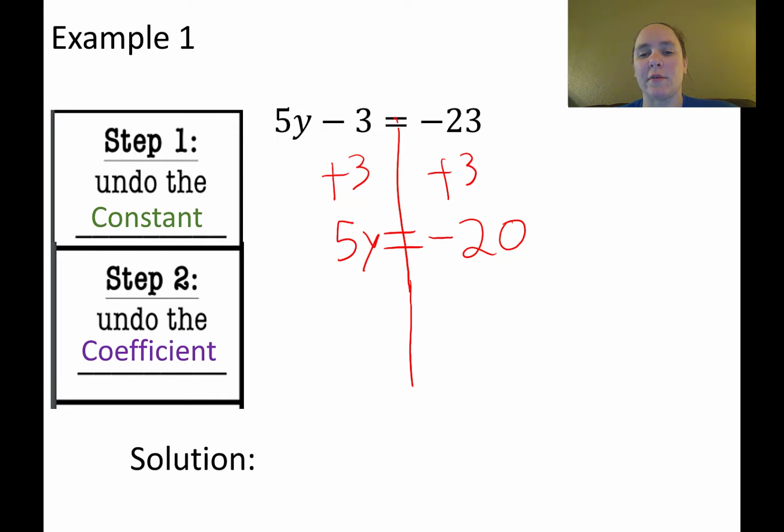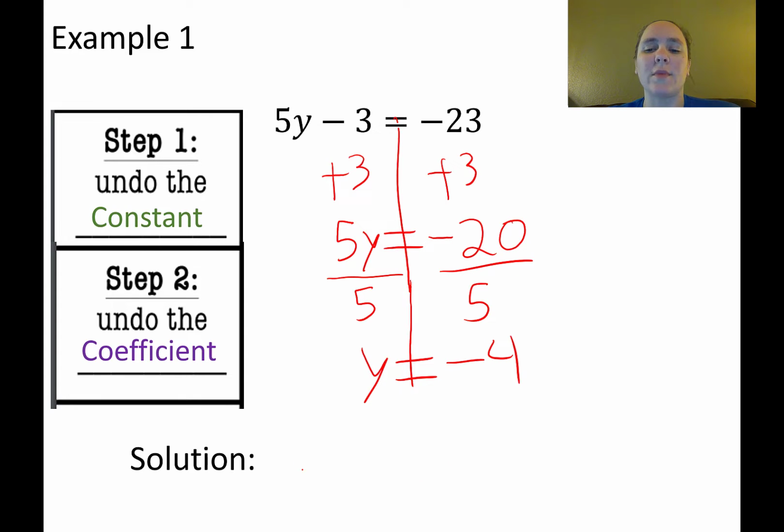Now I need to undo the coefficient. So that's 5. It's multiplying, so I'm going to divide, and I get y is equal to negative 20 divided by 5, which is a negative 4. So my solution is y is equal to a negative 4.